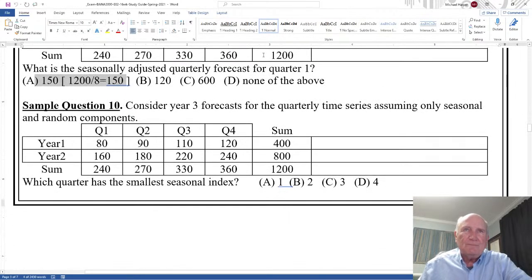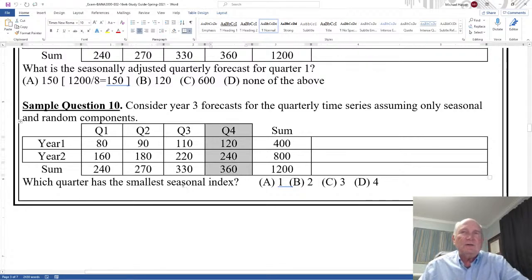Now, question 10. Consider the 3-year forecast for the quarterly time series using only seasonal random components. Which quarter has the smallest seasonal index? Well, it's the one with the smallest sum. Okay, well, it's going to be quarter 1 here. I could say the largest. Well, that's going to be 360 because that's the largest, quarter 4. So question 10 will be just like that.